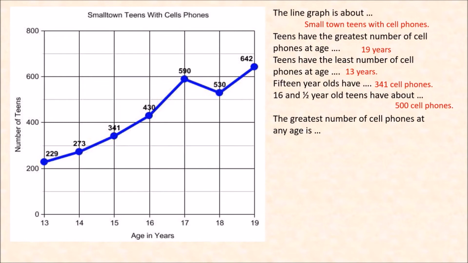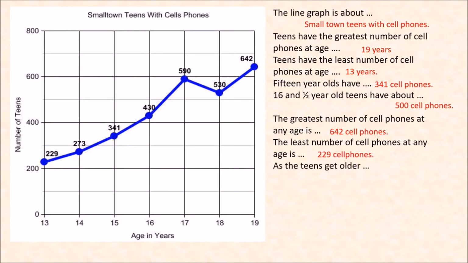The greatest number of cell phones at any age is, so this is now number of cell phones, so look at the y-axis, and the highest point, that gives us 642 cell phones. The least number of cell phones at any age is, so that's the lowest point, how many cell phones? That's about 229 cell phones.